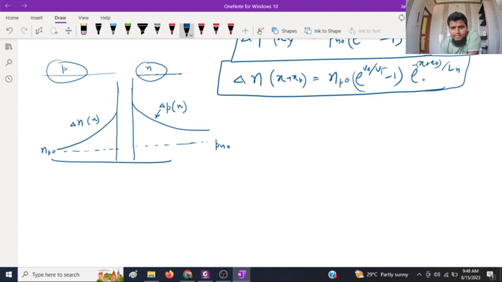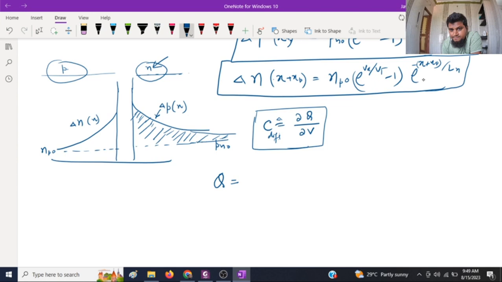And hence, because these charges are almost constant, we should focus on minority carriers only. That's why the majority carriers are not being taken. Now you can find that there is an extra charge over here. You just integrate this function delta p. So the total charge in the system, if you want, you add both of them.